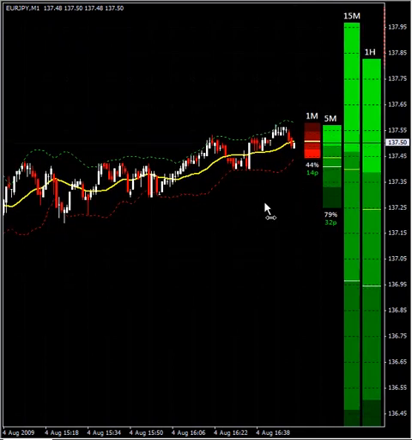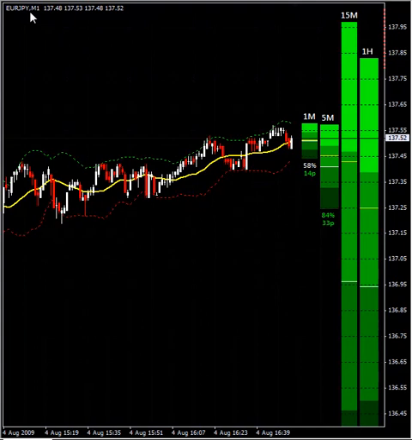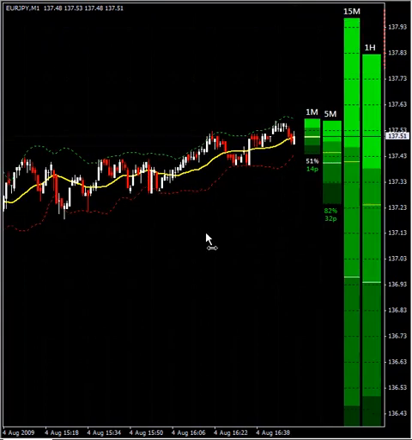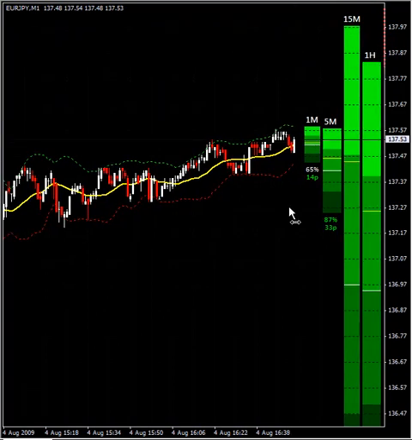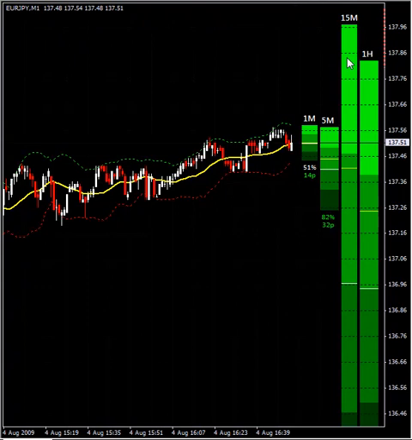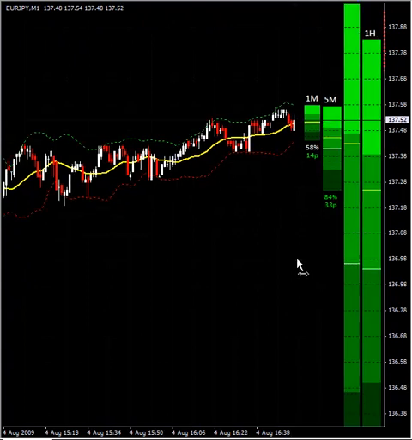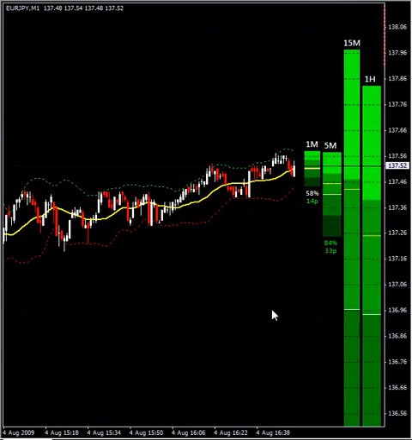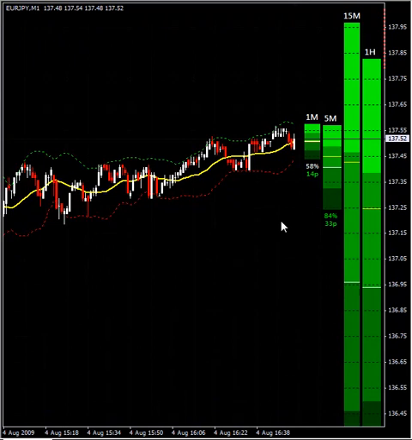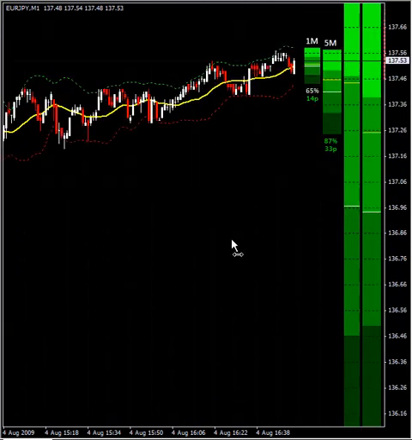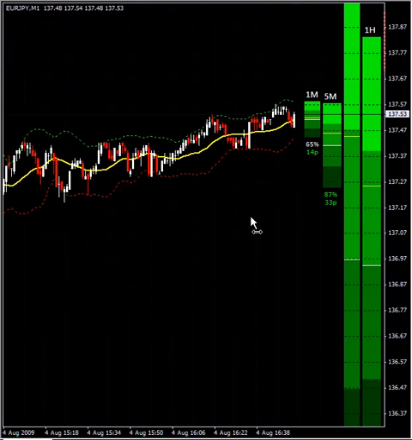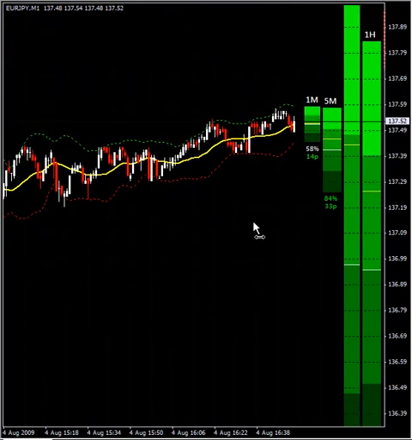As you can see, we are on a Euro Japanese yen 1 minute chart, and we have the default settings for all four diver bars: 1 minute, 5 minutes, 15 minutes and 1 hour. You can see that we have a very long bar on the last two time frames, 15 minutes and 1 hour. That means that there is, or there has been, high volatility on those two time frames.